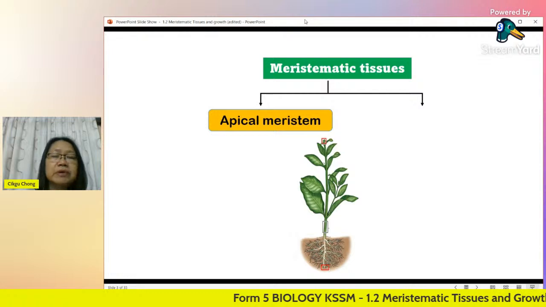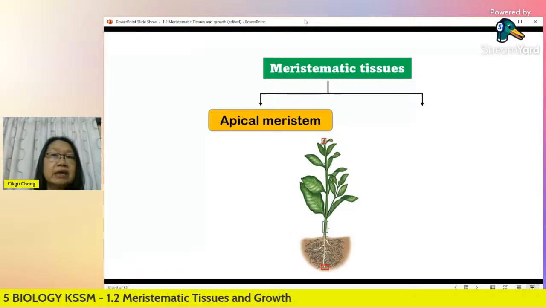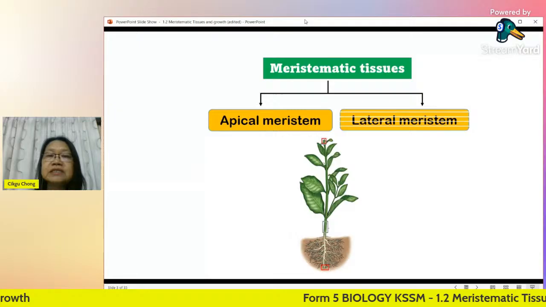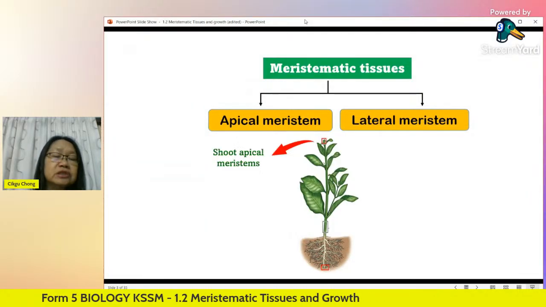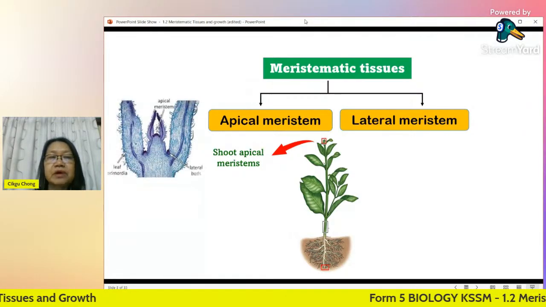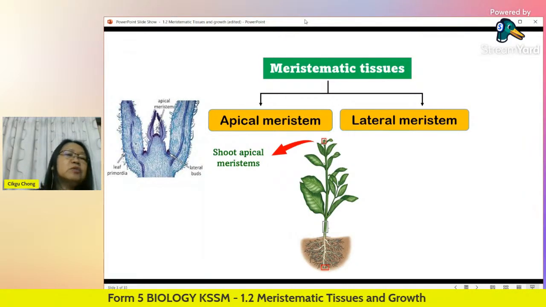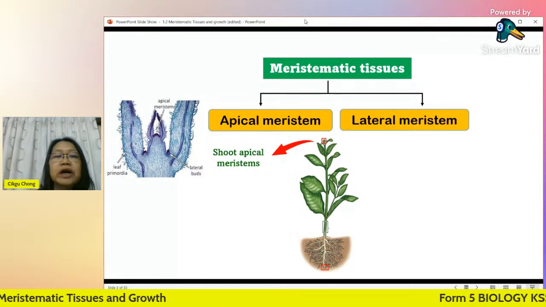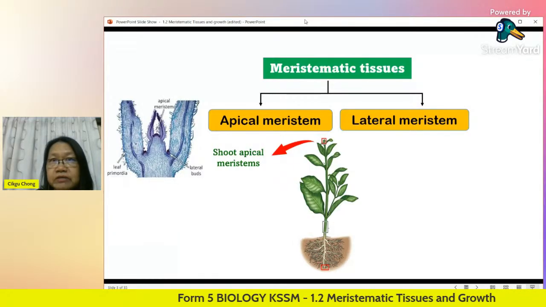The first type is called apical meristem. What is the meaning of apical? The word comes from apex. Apex means at the tip, at the very end. In a plant, there are two places at the very end, the tip. One is the shoot. At the tip of the shoot we have the shoot apical meristem. Under the microscope, this is what it looks like. This is the very tip of the shoot, where active mitosis is occurring.